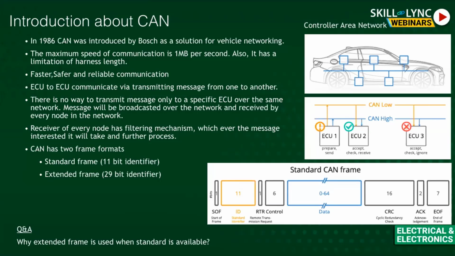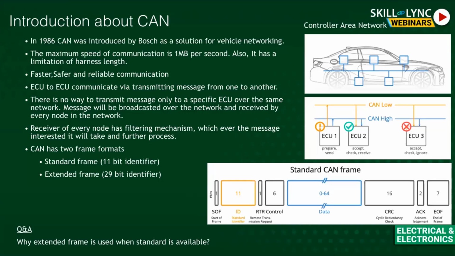Nobody else invented it, and every other manufacturer and every other supplier is using the same CAN protocol as intra-vehicular communication. The speed is 1 Mbps maximum, faster, safer, and reliable. We can talk about CAN in the further slides. So what exactly is CAN doing? ECU to ECU, it just communicates by transmitting messages from one ECU to the other ECUs, and there is no way to transmit a message only to a specific ECU.